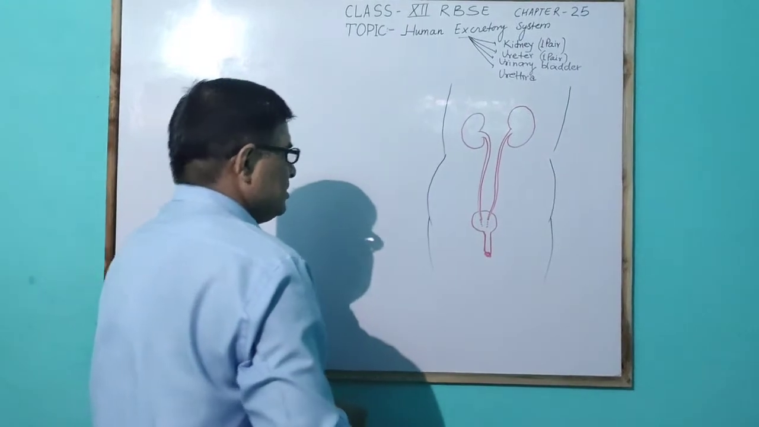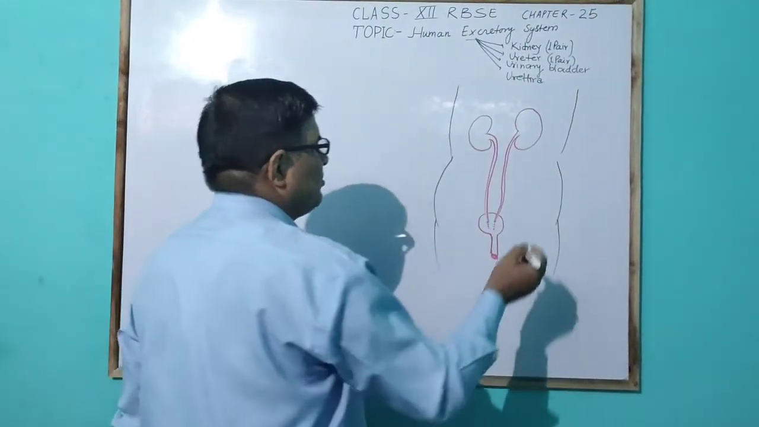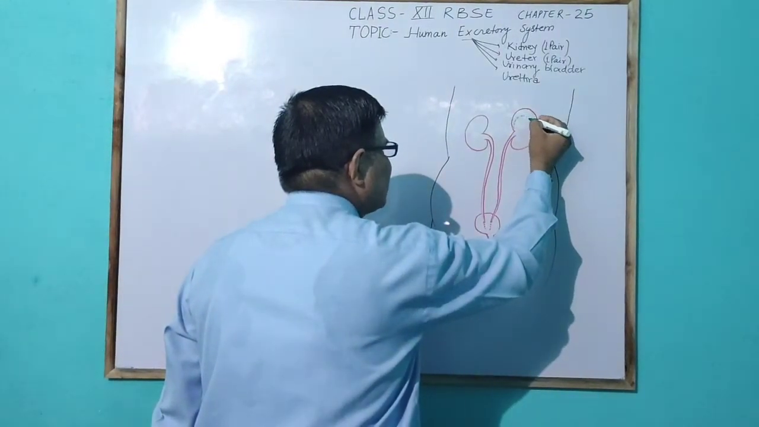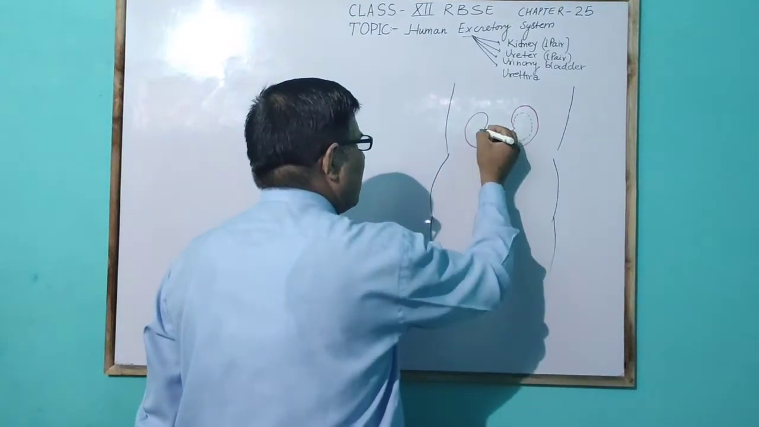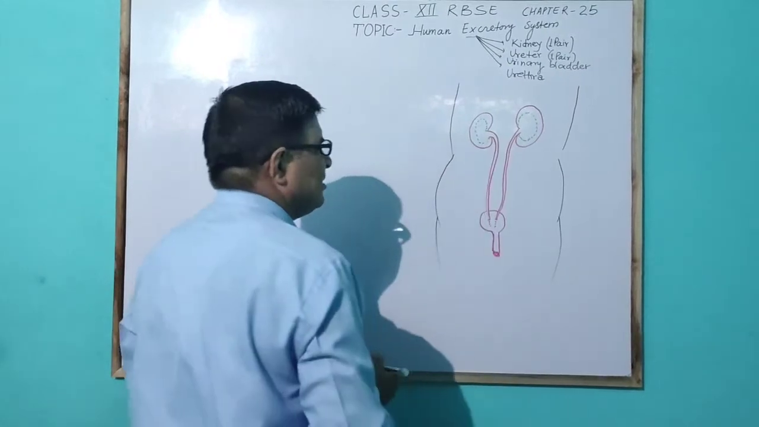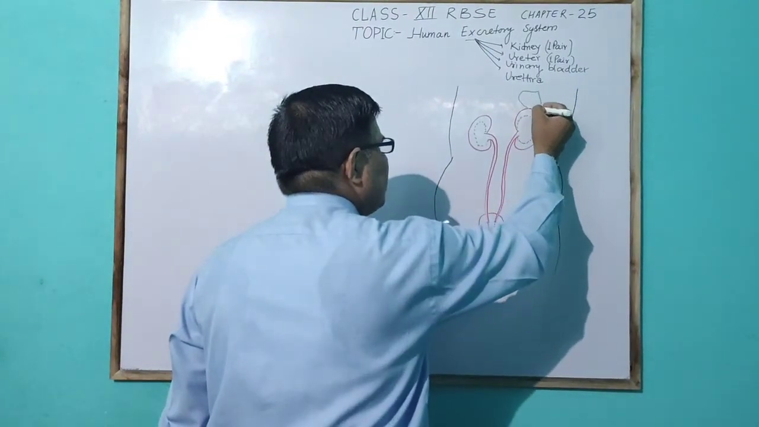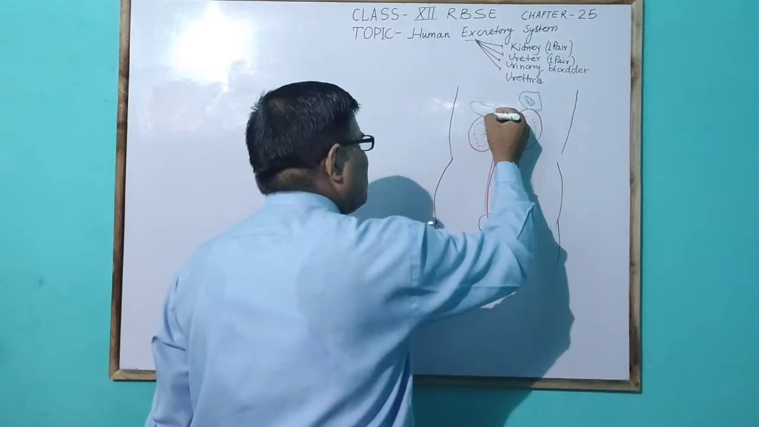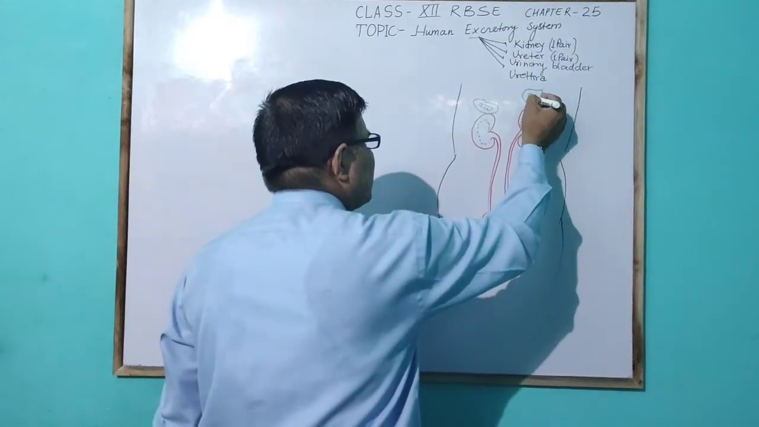The kidney has two parts. The outer part is called the cortex and the inner part is called the medulla. At the top of each kidney there is an adrenal gland, which also has two parts, cortex and medulla.